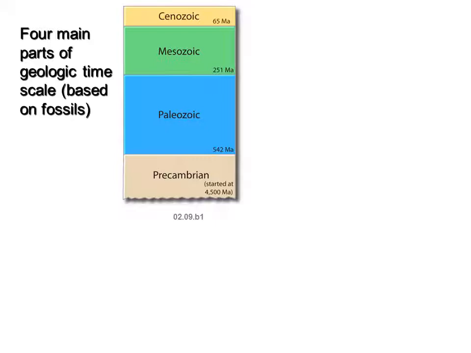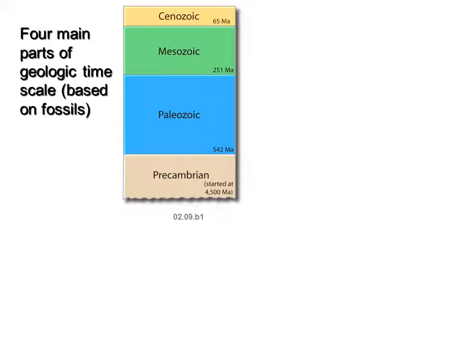So our image here says 4,500 MA. MA just means million years ago. So 4,500 million is 4.5 billion. So whatever you prefer to write. Okay, that's the start time. The end time is 542 million years ago. That's where it switched into the next chapter, which is the Paleozoic.